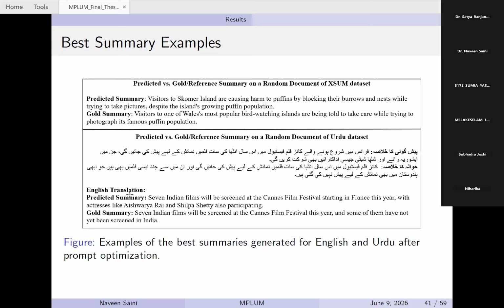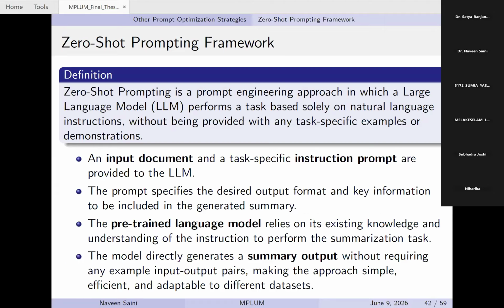Now there is one more technique, the zero shot prompting framework. It is not an optimization. I'm discussing it because some other techniques are based on this technique. Zero shot prompting framework means you are providing a prompt to the LLM and then asking for the answer. That is just zero shot, in a zero shot way.